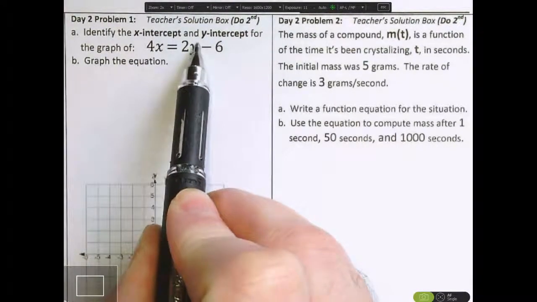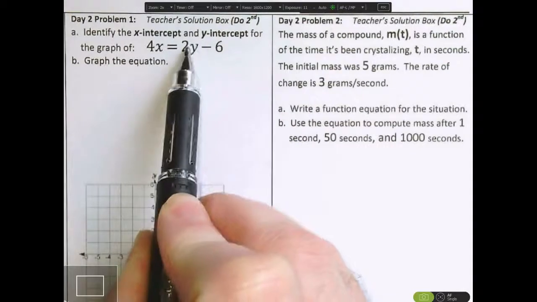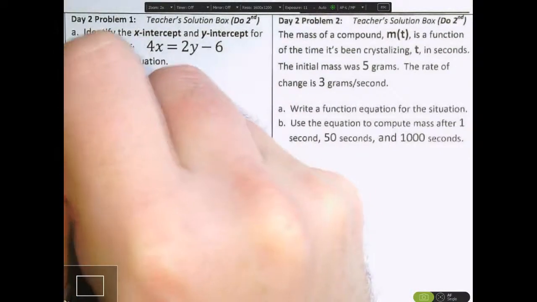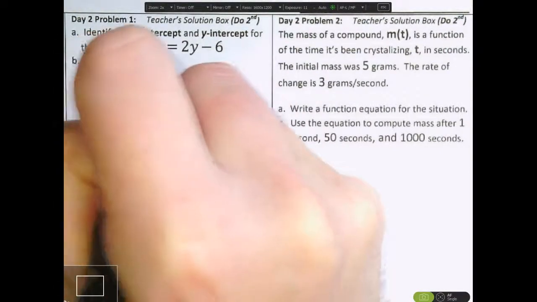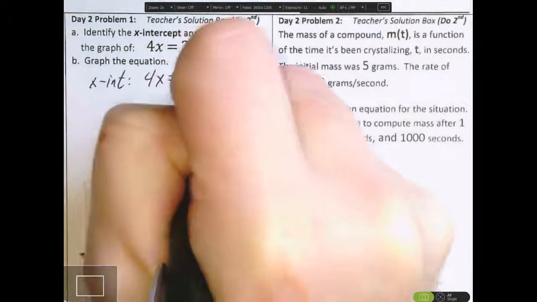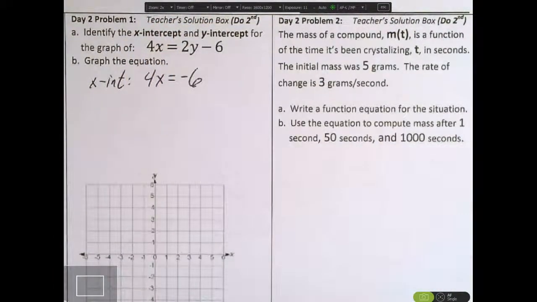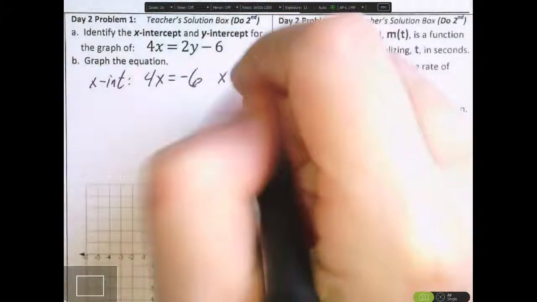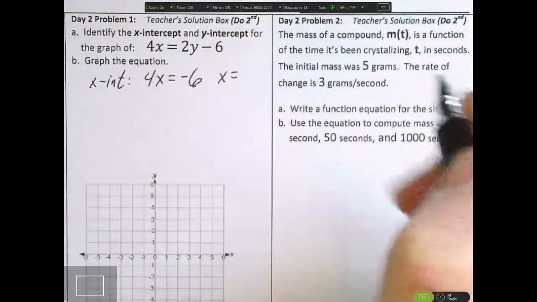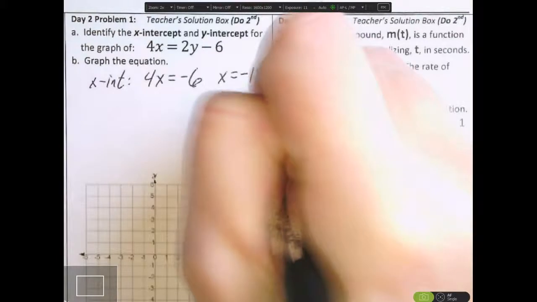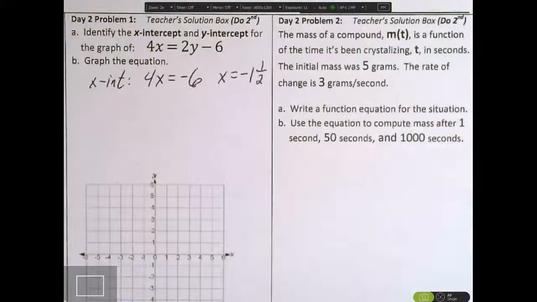If we put a 0 in this position, then 2 times 0 is just 0, and this will all turn out to be -6. That means that 4x will equal -6. Then we can divide both sides by 4 and we'll have an answer for x. -6 divided by 4 is -6/4, which reduces to -1.5. Okay, there's the x-intercept, -1.5.